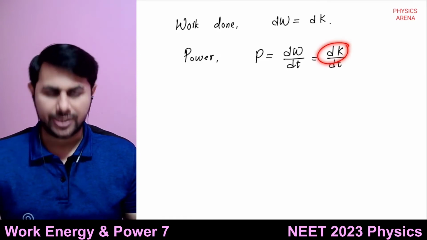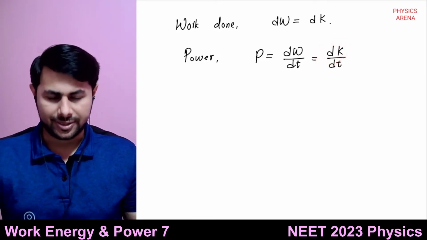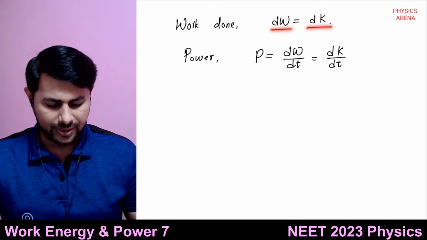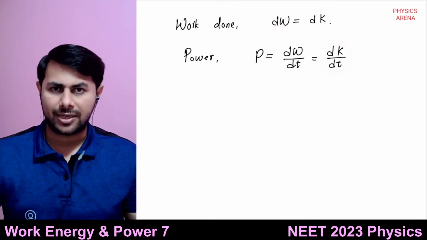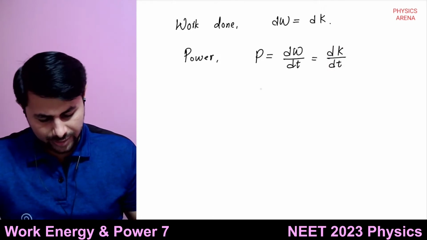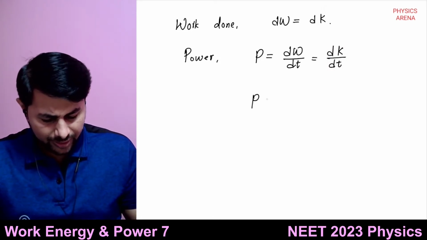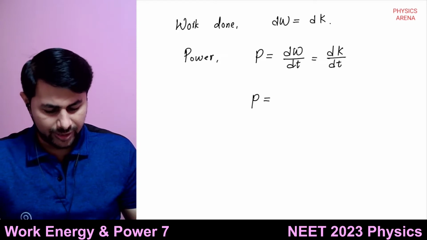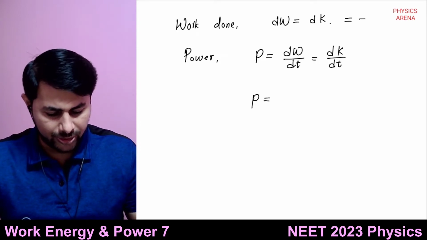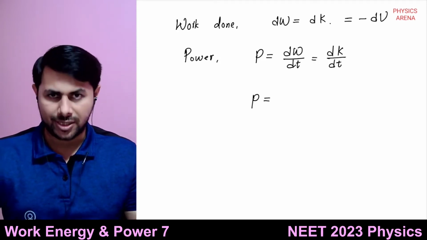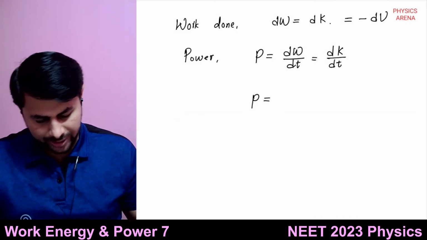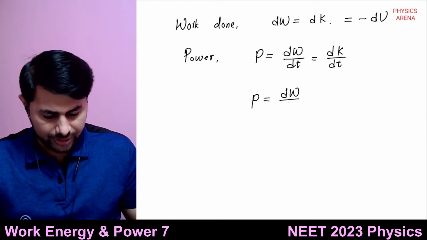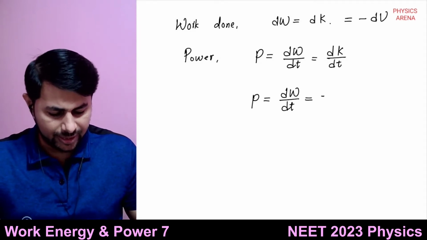So what is K? K is kinetic energy, right? Since work done is equal to change in kinetic energy, power is equal to the rate of change of kinetic energy with respect to time. And then we have another formula. Since work done can be written as minus of change in potential energy, power can also be written as, because it is dW by dt, minus dU by dt, right?